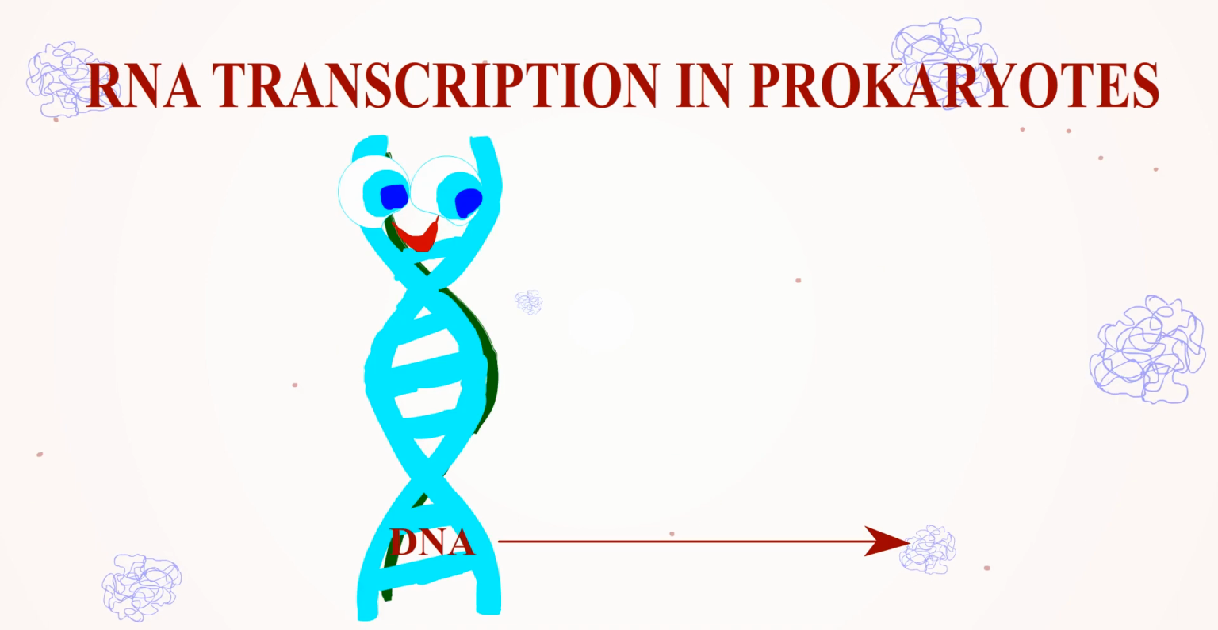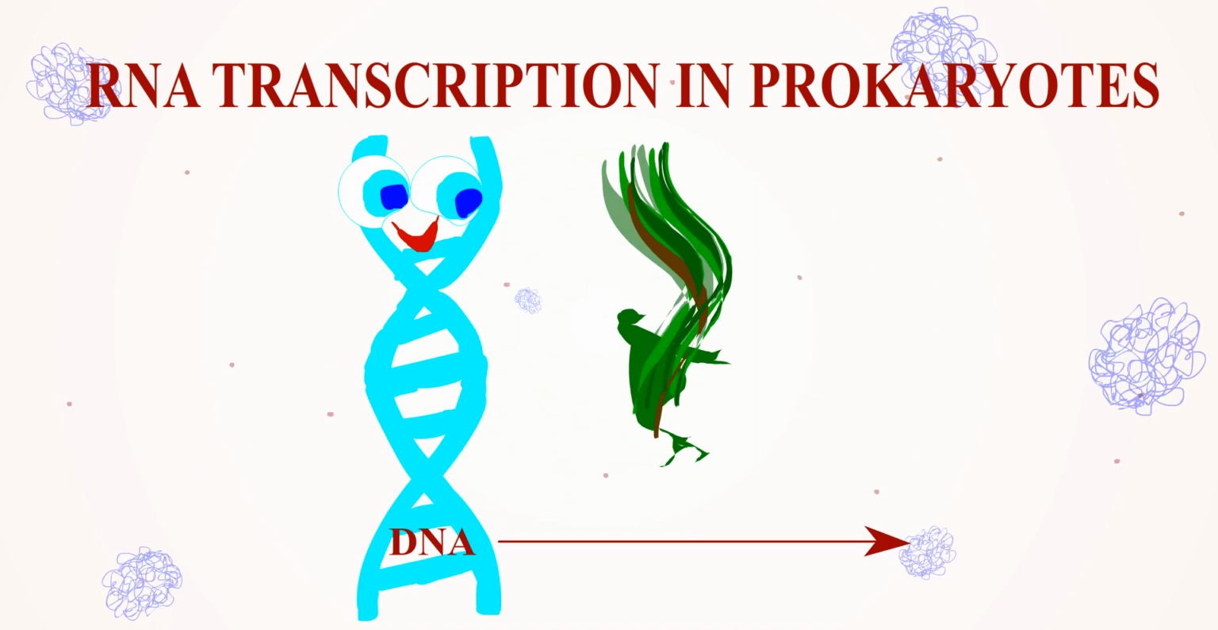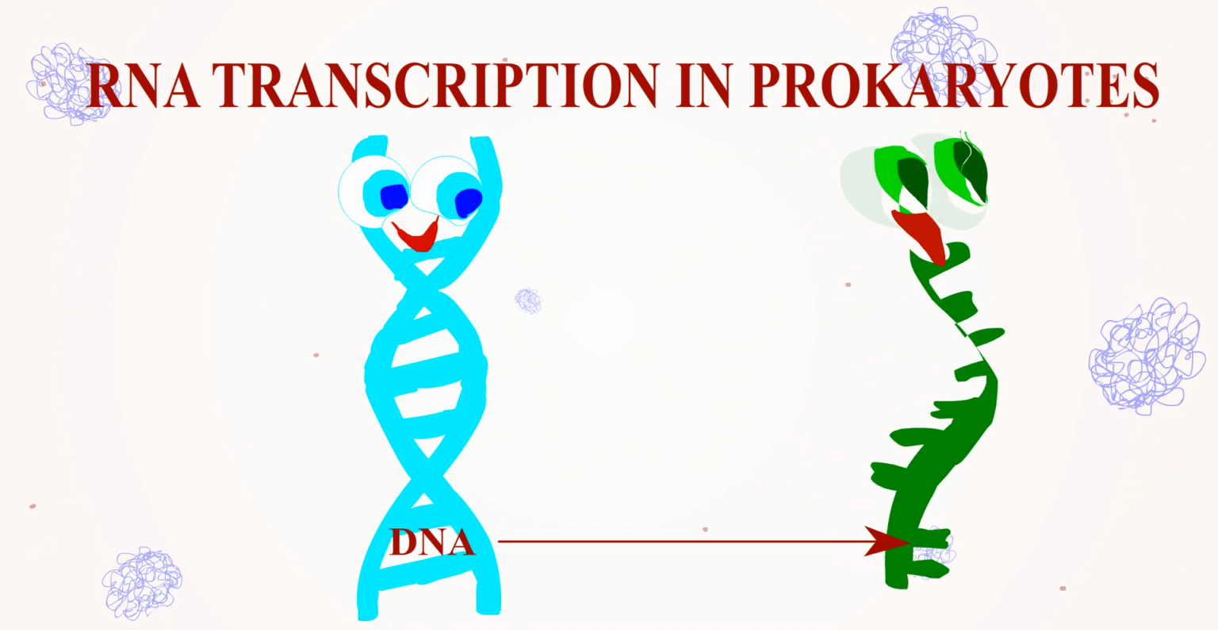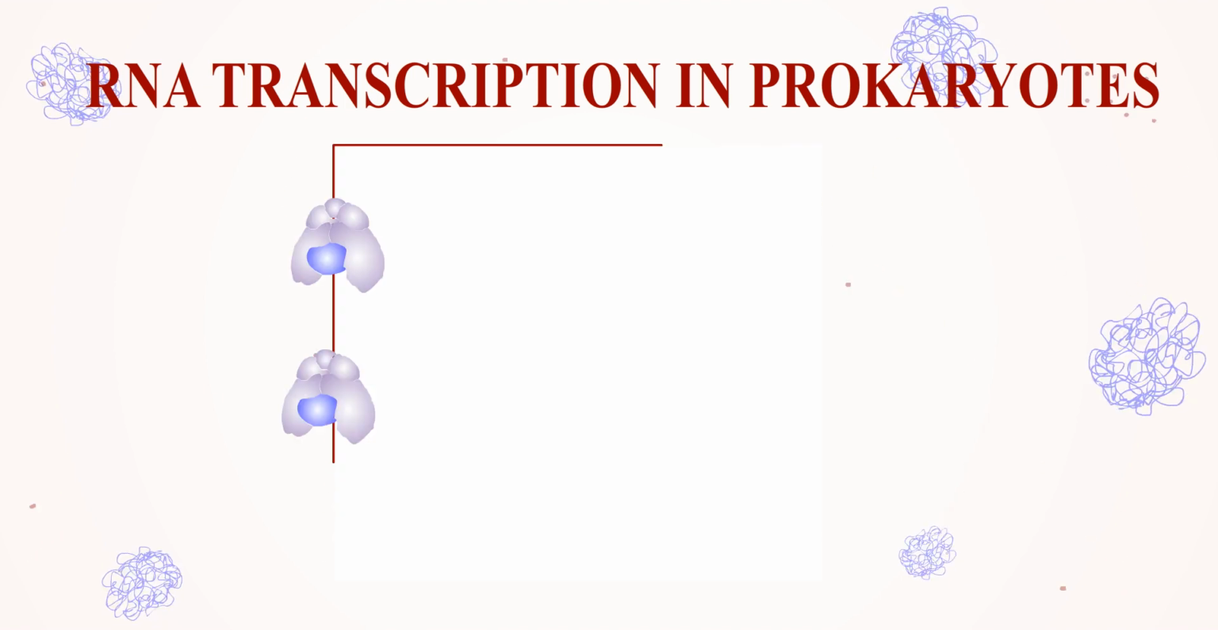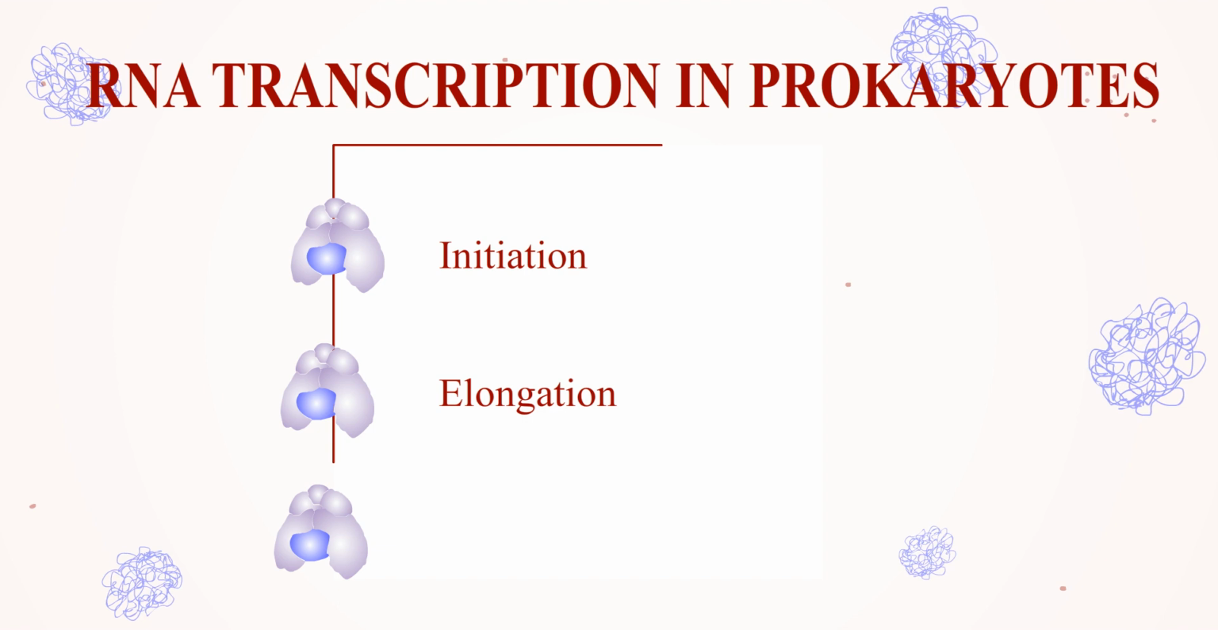Transcription is the process by which RNA, or ribonucleic acid, is synthesized from DNA, or deoxyribonucleic acid. The steps of transcription are divided into three. They are initiation, elongation, and termination.